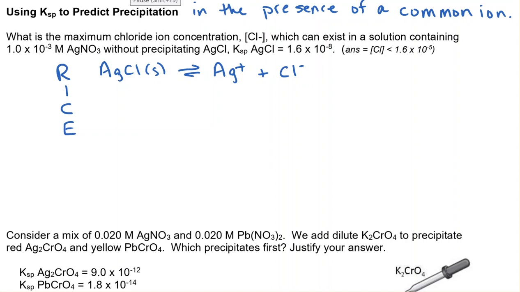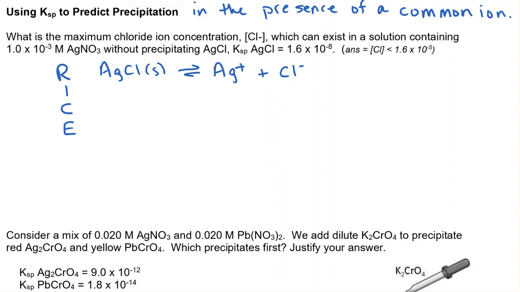We're going to use solubility products, KSP, to predict when we can precipitate something in the presence of a common ion. So we have a first simple problem here where we ask what is the maximum chloride ion that can exist in solution containing 1.0 molar silver nitrate before we precipitate silver chloride.